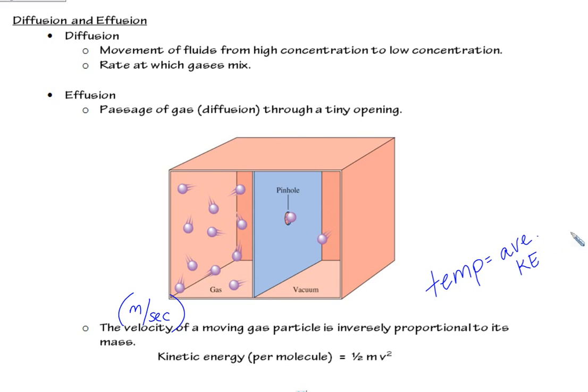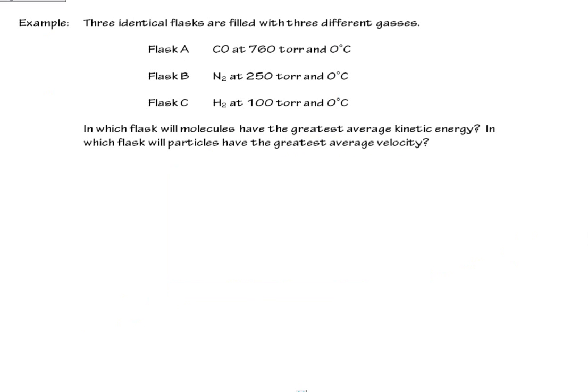Now, often I've seen this more qualitative, so it might look like this. We have 3 identical flasks, so I'm assuming that means they are the same size, same volume. They're at the same temperature. They're filled with 3 different gases: carbon monoxide, nitrogen, and hydrogen. They have different pressures. But again, same temperature. In which flask will molecules have the greatest average kinetic energy?